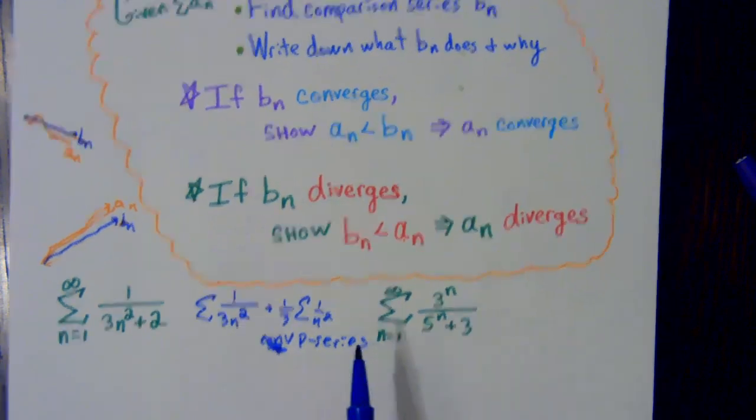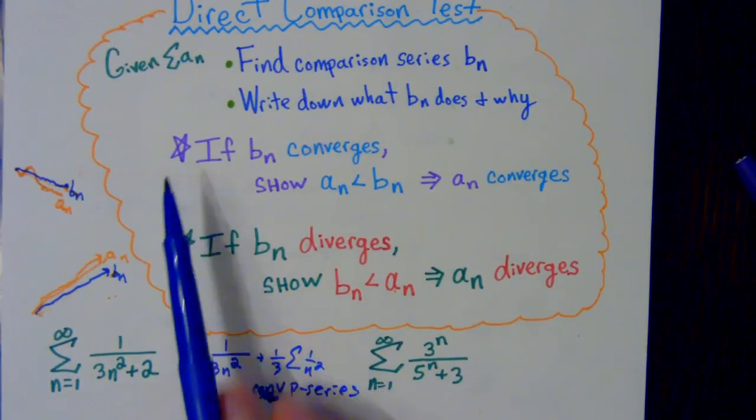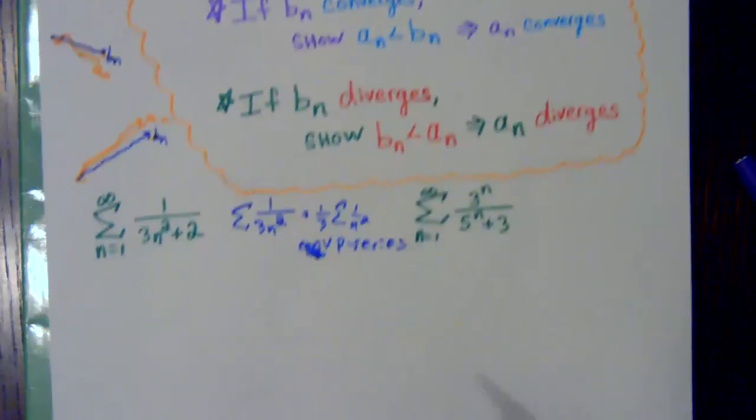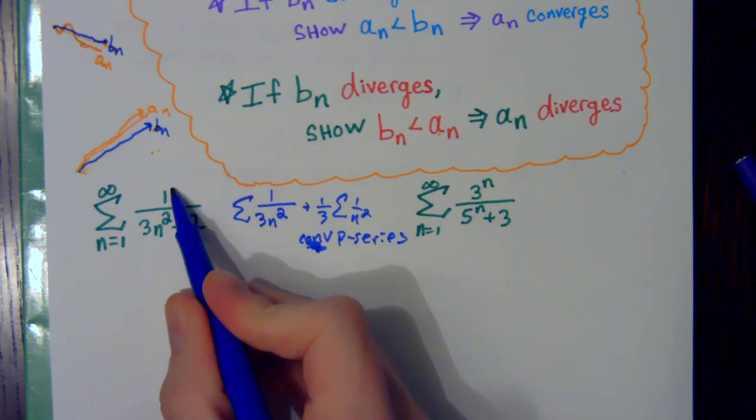So since this converges, I'm on this purple star right here. So if b sub n converges, I need to show that the a sub n is less than the b sub n. So I'm first going to write that down. Remember, this is your a sub n right here.